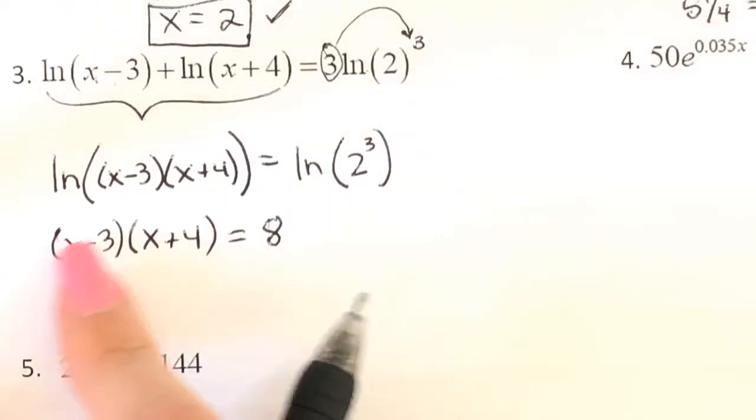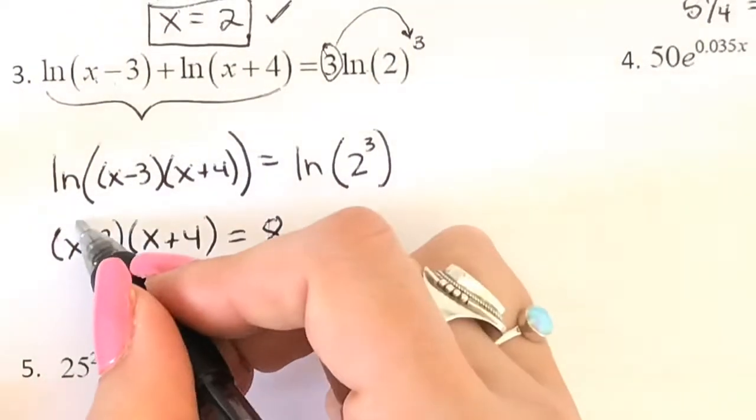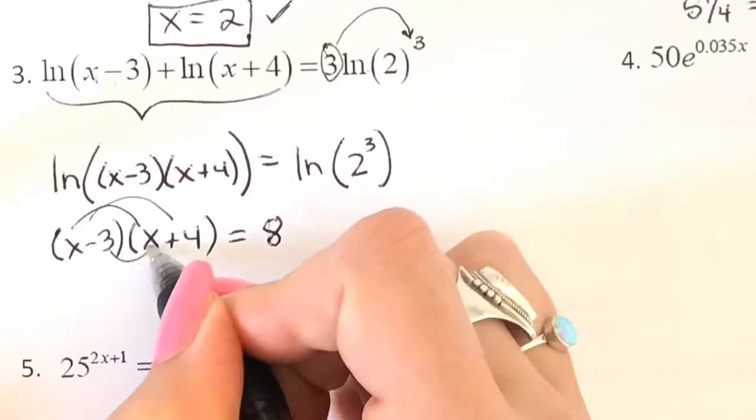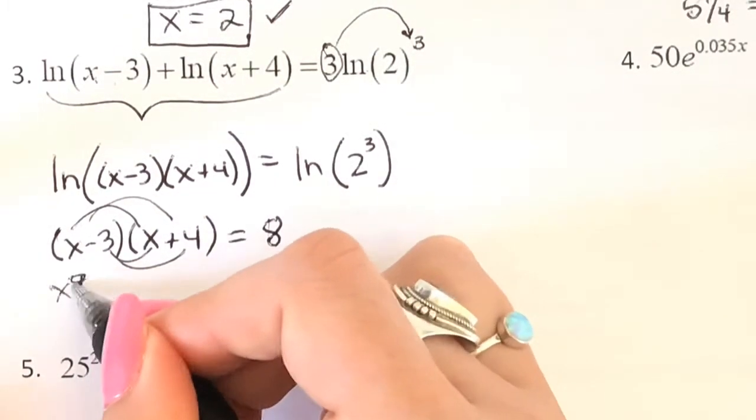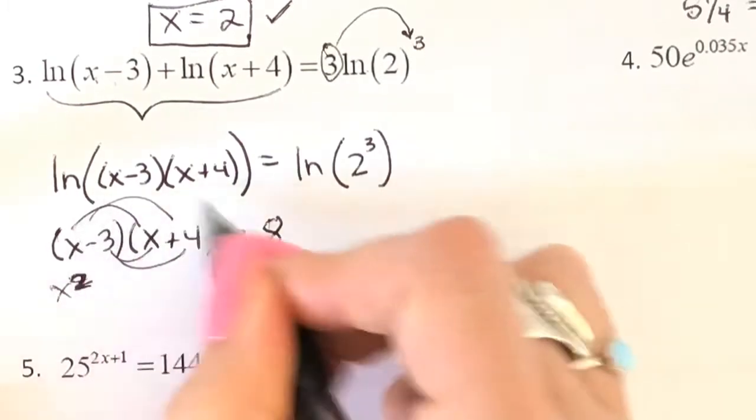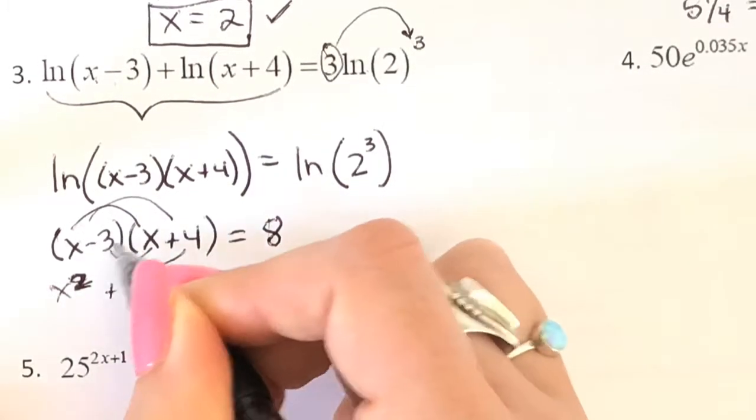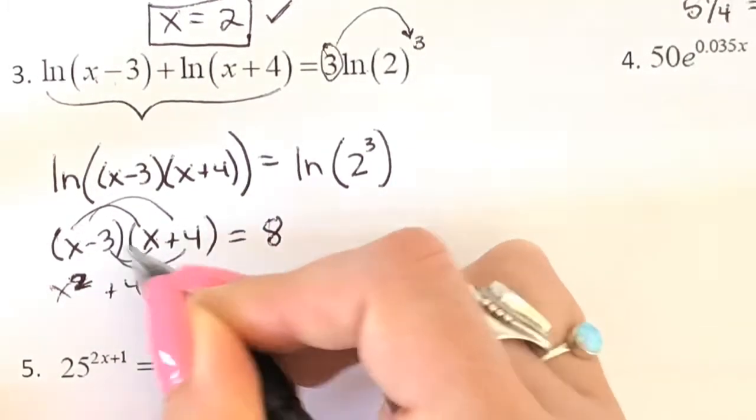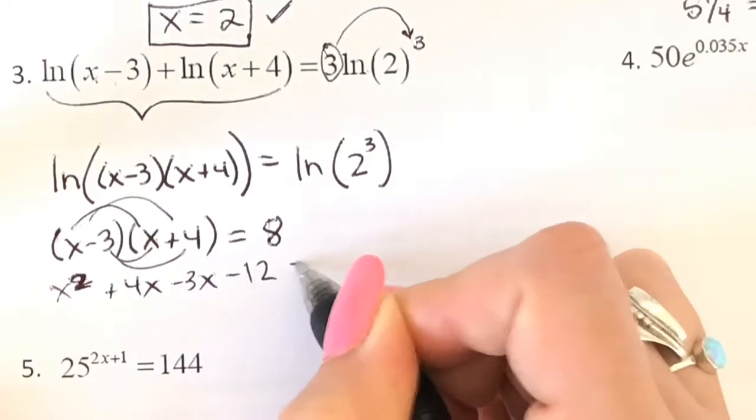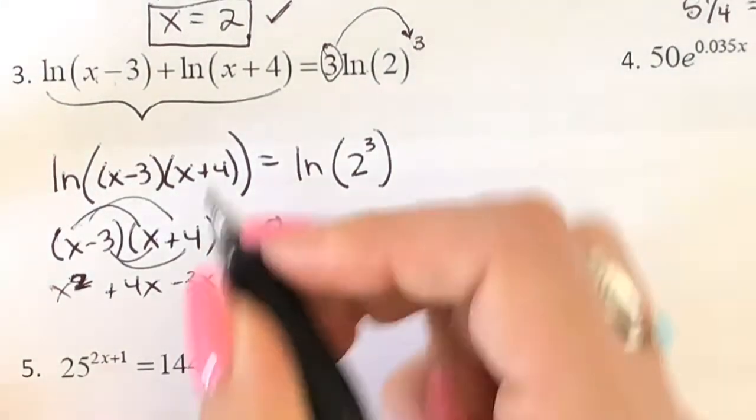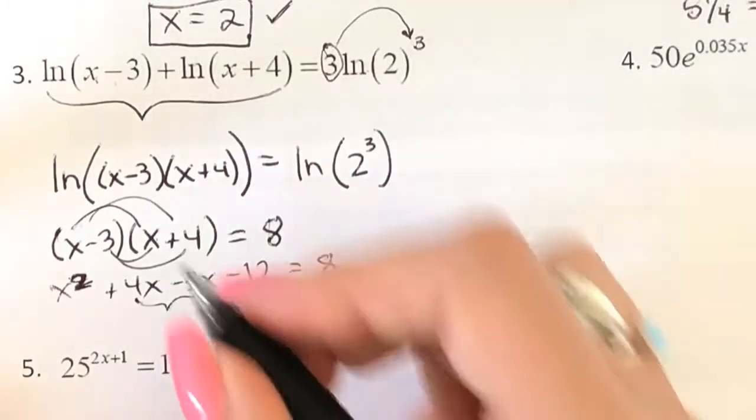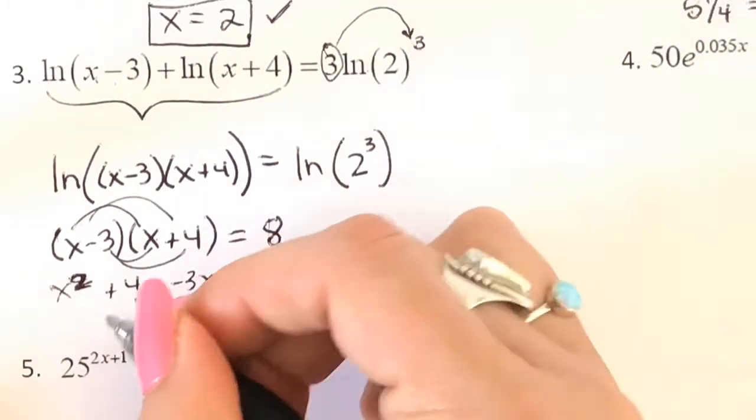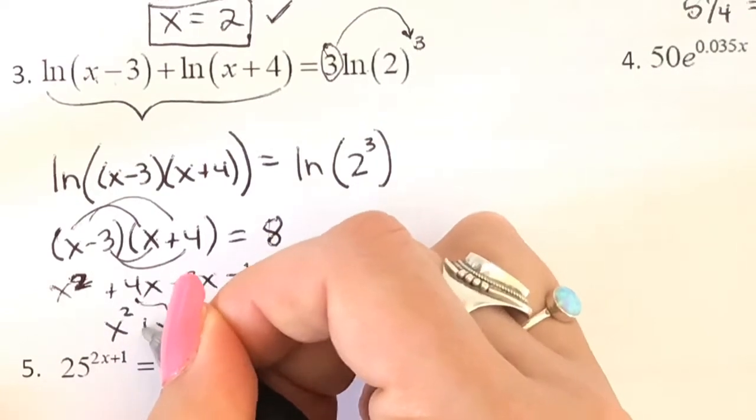We do have these two binomials here being multiplied, so we are going to have to FOIL those. So we get x squared plus 4x minus 3x, and then minus 12 is equal to 8. And then we can combine our x's here. 4x minus 3x is 1x. And then we have that x squared still in the front.